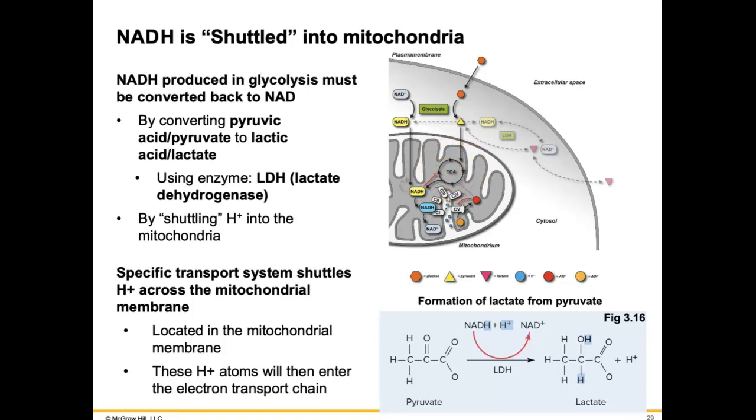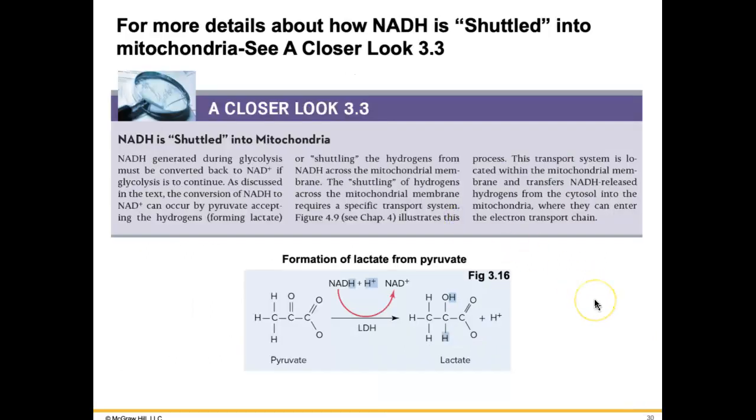After going through that cycle, we can then enter the electron transport chain that you see illustrated over here. And here's that closer look of NADH shuttling into the mitochondria. Like we said, it has to be converted back to NAD in order to continue glycolysis, and that pyruvate is accepting the hydrogens and forms lactate.